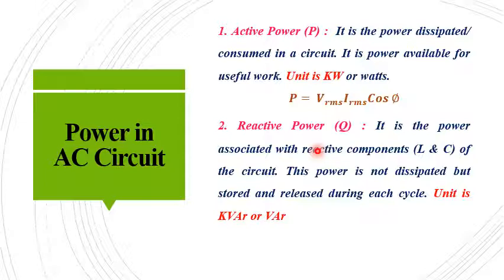That power which is not available for useful work is known as your reactive power, and its unit is kVAR, or kilovolt ampere reactive. The reactive power can be calculated as Q equal to Vrms into Irms sin phi, where phi is your power factor angle or phase angle, that is, the angle between your voltage and current.